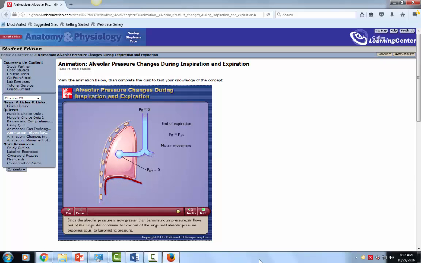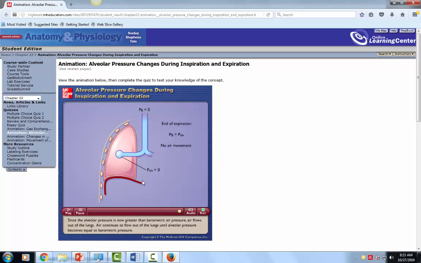So in looking at this animation, we saw that during inspiration, as the thorax is expanding, that is causing a drop in the intrapulmonary pressure. So during inspiration, intrapulmonary pressure is less than atmospheric pressure. That causes a difference in pressure, and air flows from high pressure outside the lungs to lower pressure inside the lungs. And what stops that flow of air into the lungs is when those pressures become equal. So the changing volume of the thorax causes a drop in pressure during inspiration, which causes air to flow from high pressure outside to low pressure inside the lungs. And when those pressures become equal, that's the end of inspiration and air no longer flows.